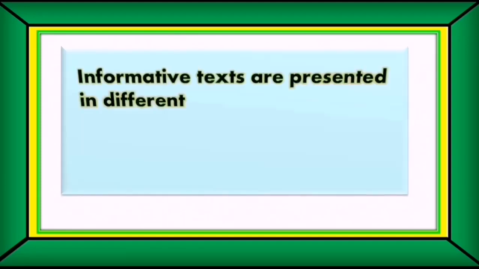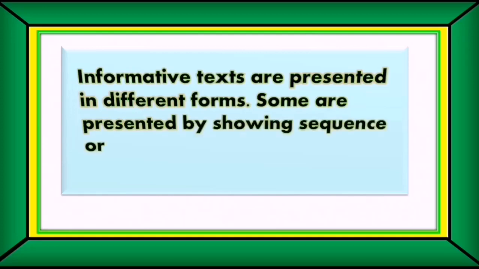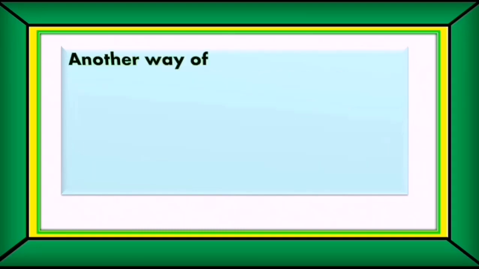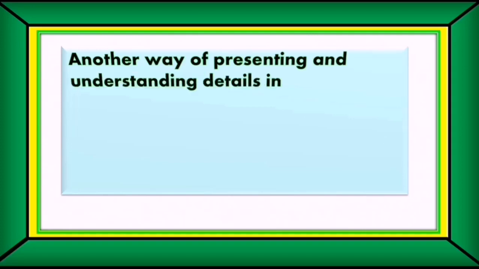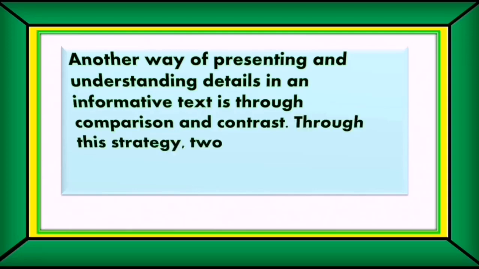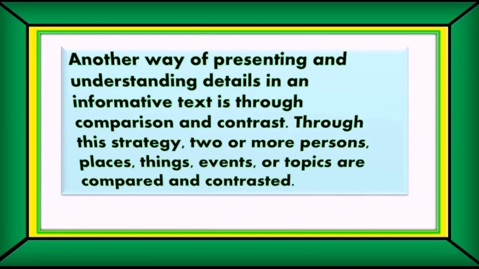Informative texts are presented in different forms. Some are presented by showing sequence or order, description, cause and effect, and problem and solution. Another way of presenting and understanding details in an informative text is through comparison and contrast. Through this strategy, two or more persons, places, things, events, or topics are compared and contrasted.